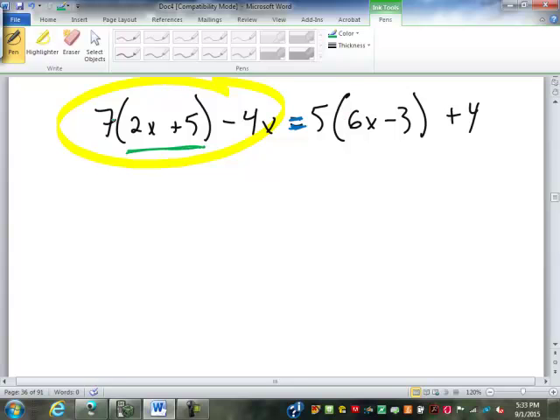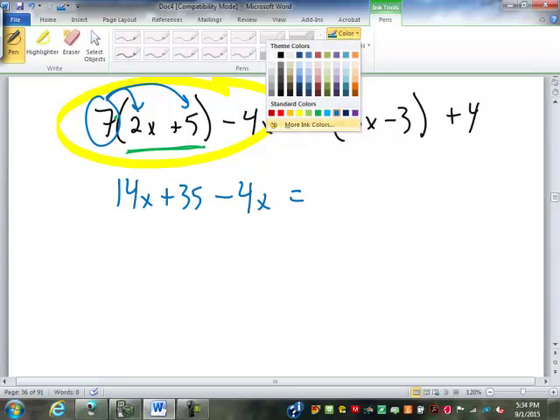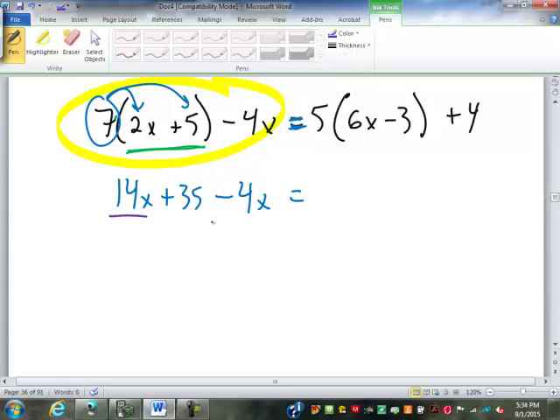So anyway, we're starting on that left side, and we see the parentheses, and there's nothing to do inside of them, so then we're going to have to distribute that 7. So 7 times 2x gives us 14x, and then 7 times 5? 35. Good. And then we have the minus 4x here. Is there anything more we can do on the left side before we move to the right side? Okay, 14x, and that's a negative 4x, make 10x. Good. So it's 10x plus 35.